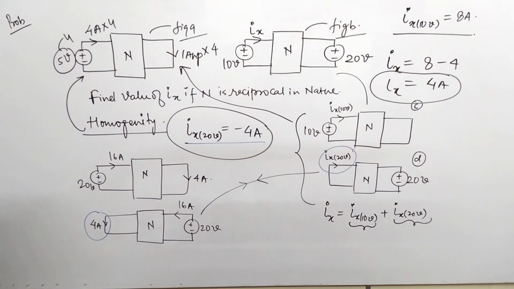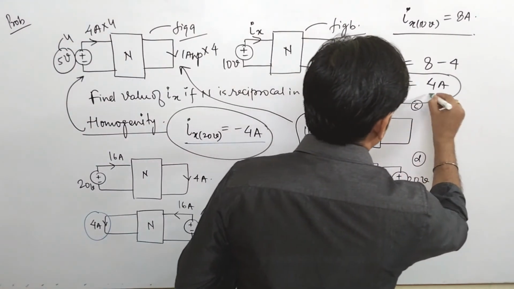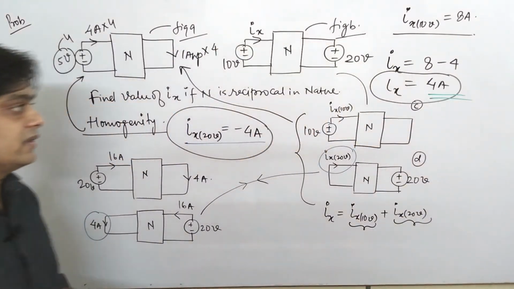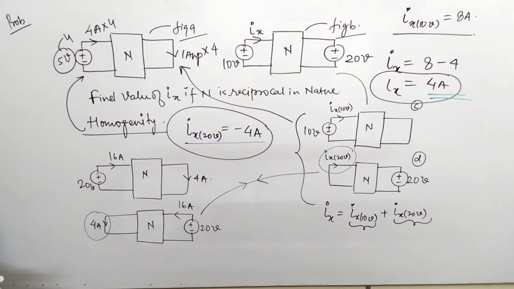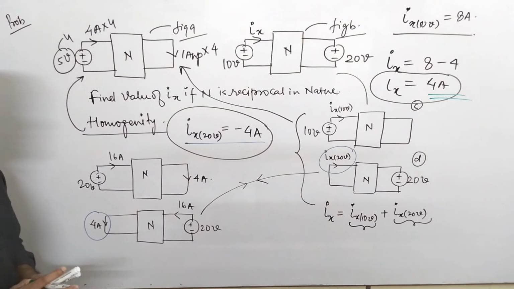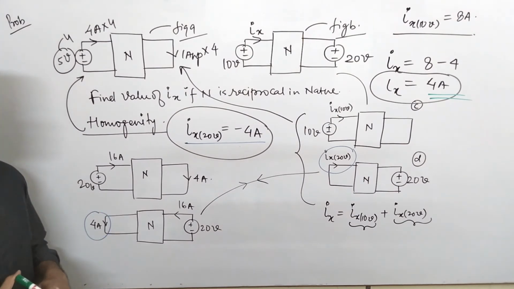This is your final answer. The value of Ix is 4 ampere. So in this question we just understand how, when multiple sources are present, we find the value of Ix, or if voltage has to be found, then we can find that voltage also. Okay, so this problem is finished. We go for the next problem.